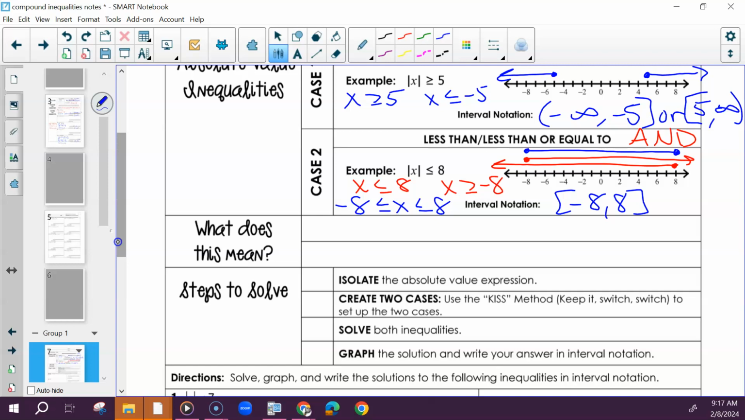Okay. Other questions on this before we get into some actual solving? Okay. Write this down.